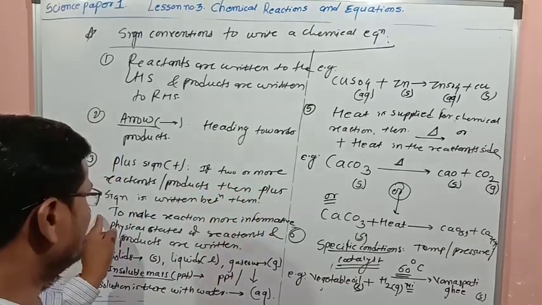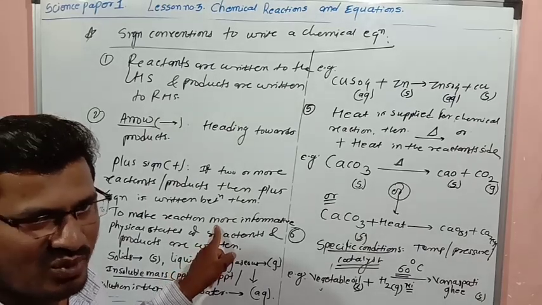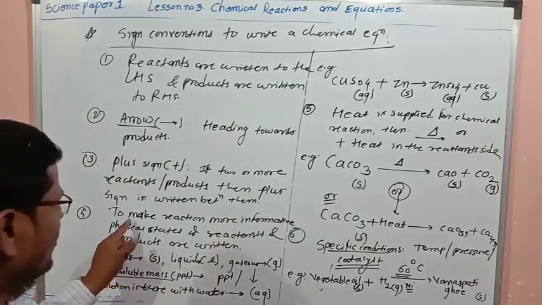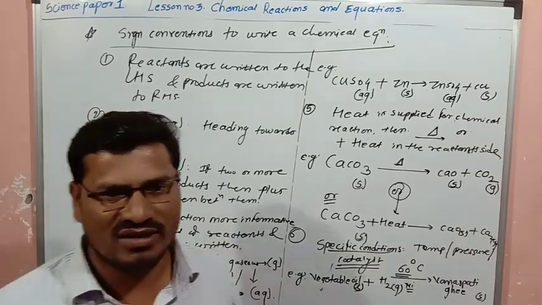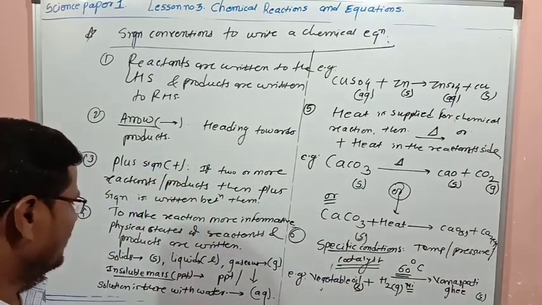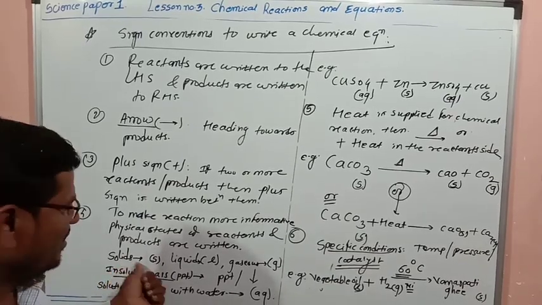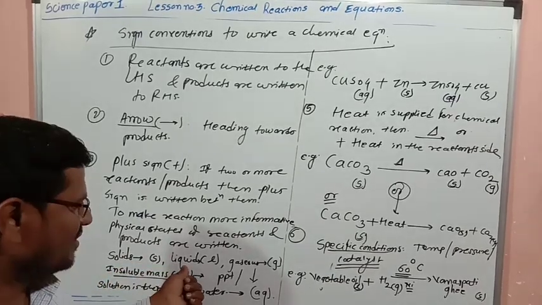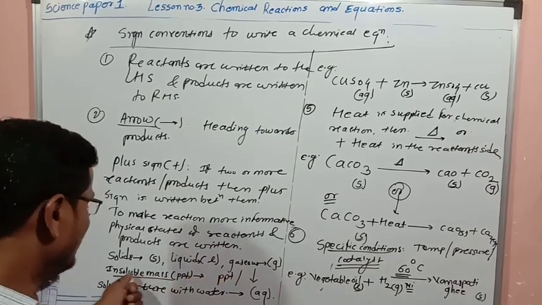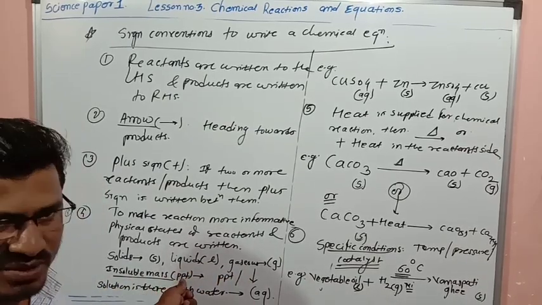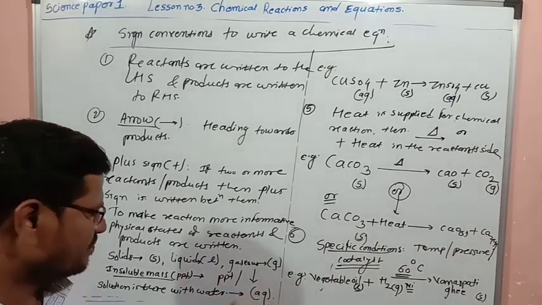then a plus sign is placed between these reactants or products. The fourth point is related to making the reaction more informative. For making the reaction more informative, we write the physical states of the reactants as well as the products. If a reactant or product is solid, then you have to write bracket S. If it is liquid, then bracket L. If gaseous, then bracket G. And if an insoluble mass precipitate is formed, then you can write PPT or a downward arrow.